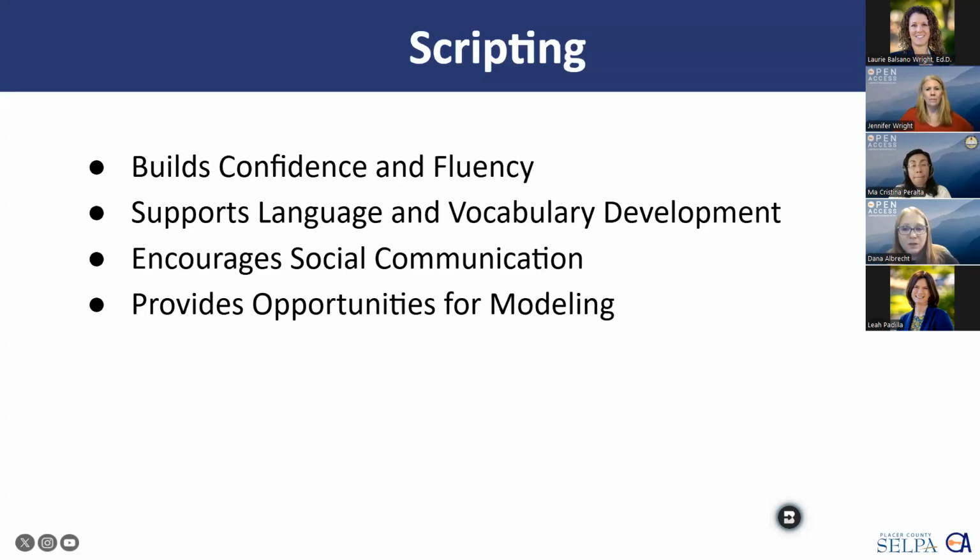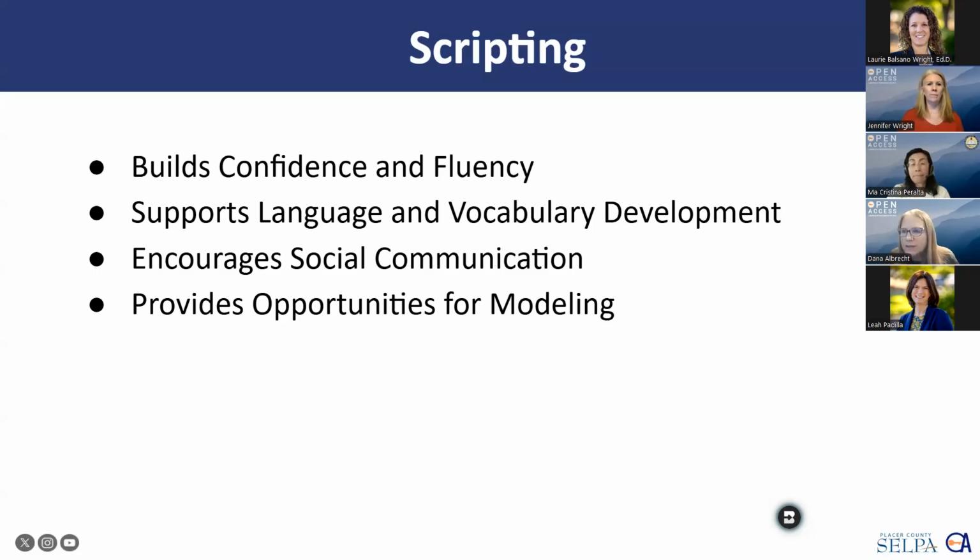It also helps to encourage social communication by having that predictable structure for things like greetings or requesting or commenting and turn taking, really helping them to be more active participants in those routines that happen throughout their day, and providing opportunities for modeling as well. Adults and peers can model phrases and sentences repeatedly in those natural contexts and conversations so students can see how it's used in real life situations again.